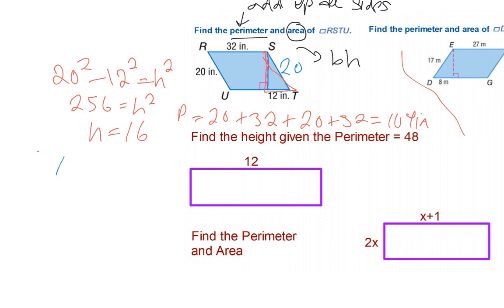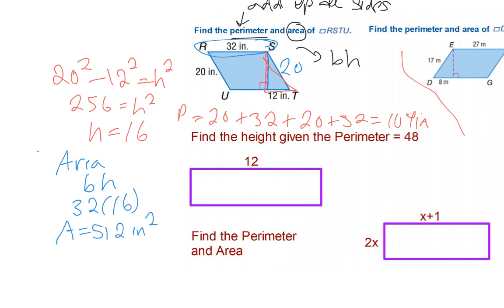Find the area. It equals base times height. My base length, the whole length, not part of it, is 32. My height is 16. So multiply 32 times 16, and it gives me an area of 512 square inches.